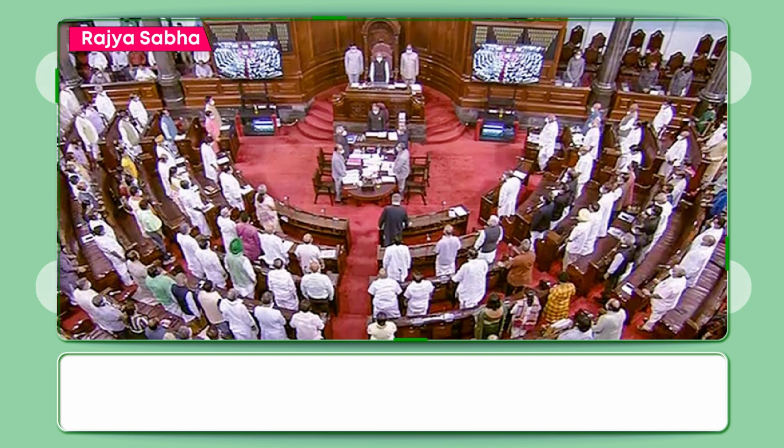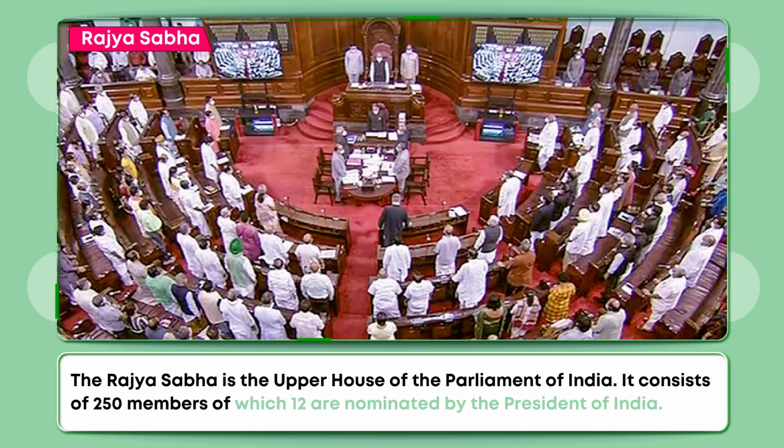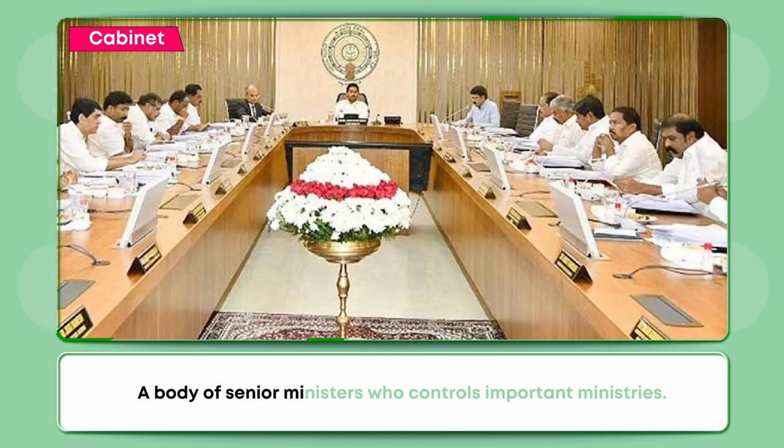Rajya Sabha: the Rajya Sabha is the upper house of the Parliament of India. It consists of 250 members, of which 12 are nominated by the President of India. Cabinet: a body of senior ministers who control important ministries.